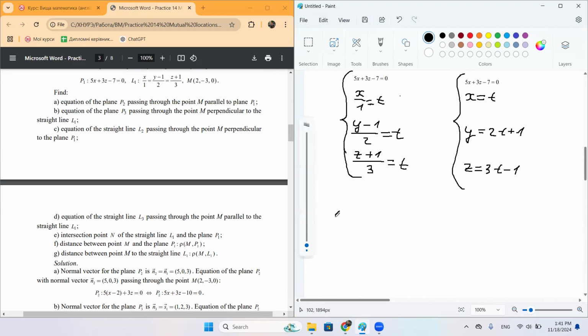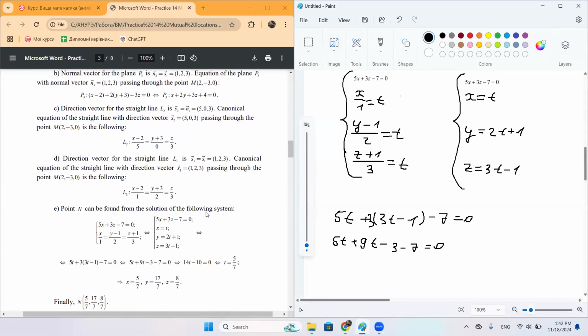So 5t plus 3t minus 1 minus 7 equals 0. So 5t. You forgot about 3 multiplied by 3t minus 1. Yeah, I lost it. So 5t plus 9t minus 3 minus 7 equals 0.